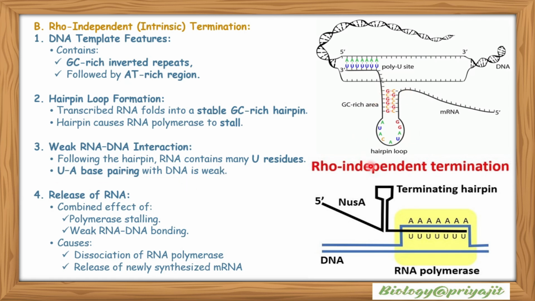These are the U residues, and the UA base pair with DNA is very weak because there are only 2 hydrogen bonds, unlike the GC base pair where there are 3 hydrogen bonds. So release of RNA is the combined effect of polymerase stalling and weak RNA-DNA bonding, and it causes dissociation of RNA polymerase and release of the newly synthesized RNA. So this is the image showing the rho-independent termination process. This is also found in case of 50% of genes.